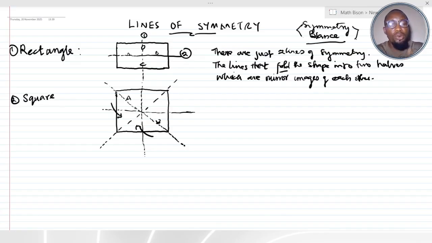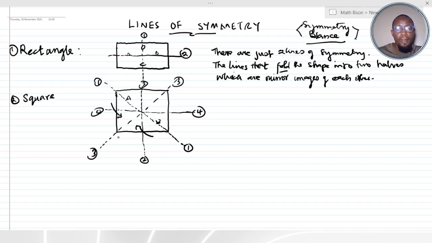Two equal halves that are mirror images. Let it be ringing in your mind. They have to be mirror images. They have to cover each other perfectly, point for point. Now, we have 1, we have 2, we have 3, we have 4. Remember, it's simple as the 1, 1, 2, 2, 3, 3, and the 4, 4. So in the square, there are 4 lines of symmetry.